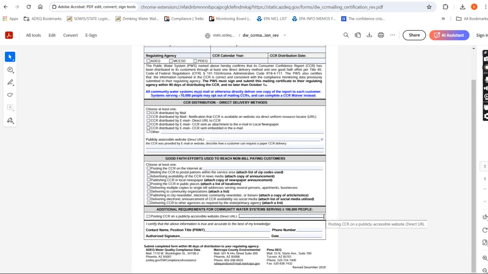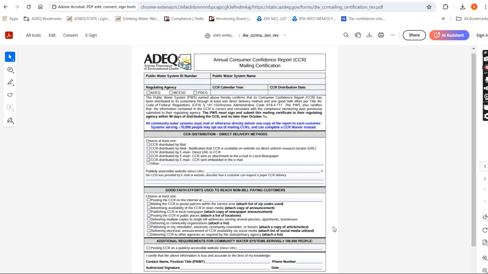Once this has been completed, whoever can certify that the information is true and accurate, print and sign and leave your contact information. This does not have to be the water system owner. A lot of water systems may have management companies that handle the mailing. Whoever can certify that this information is correct may complete this and turn this into ADEQ.